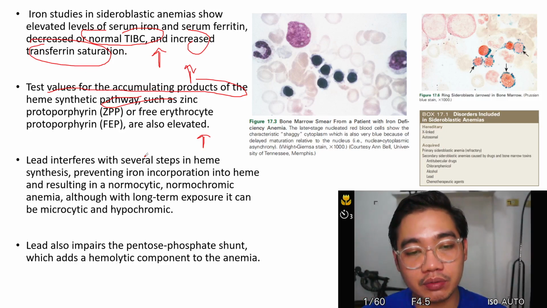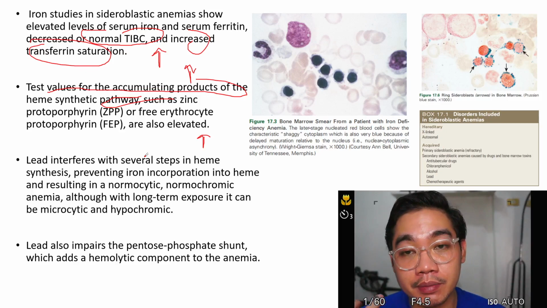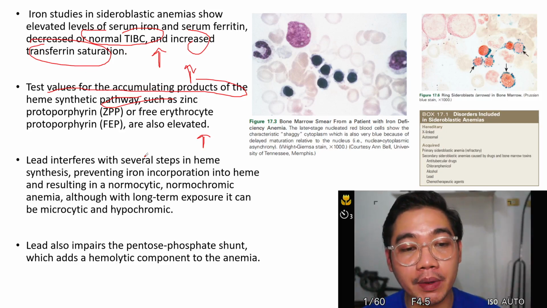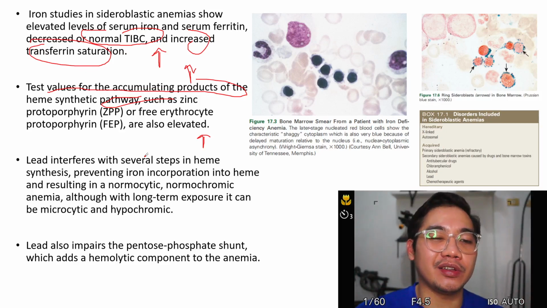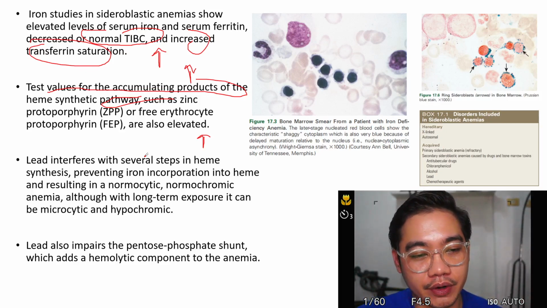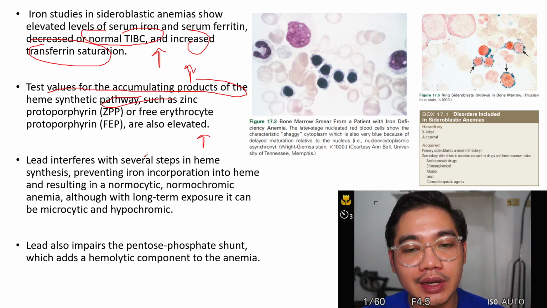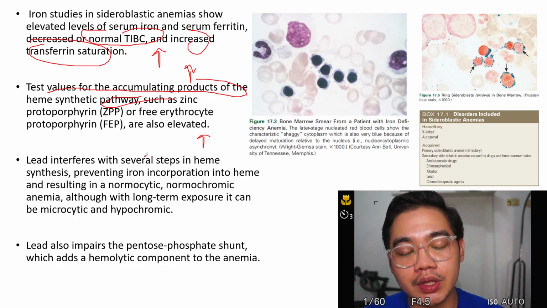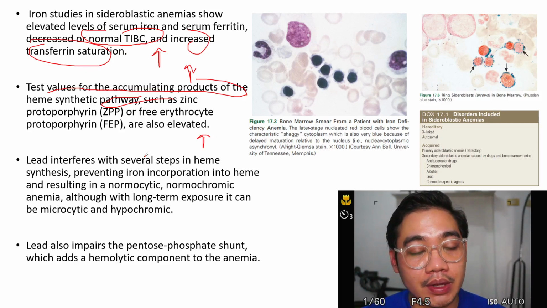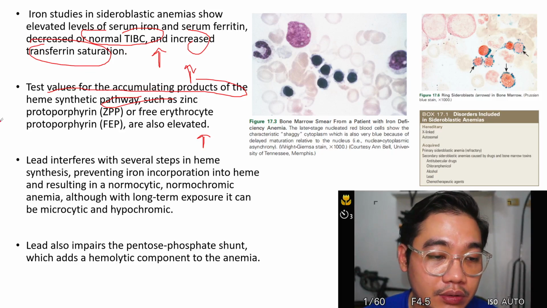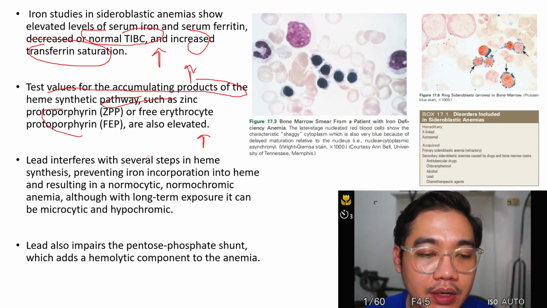So what the body does, it will create that immature type of protoporphyrin, hoping that the enzyme will be produced so that it will progress into a mature protoporphyrin. But since your enzymes are lacking, not all of the immature protoporphyrin will become mature and bind to your iron. So there will be a build up of this immature protoporphyrin. So that's why there is an increase in your ZPP and your FEP, free erythrocyte protoporphyrin.